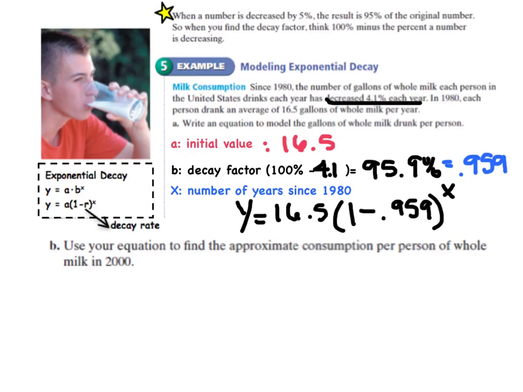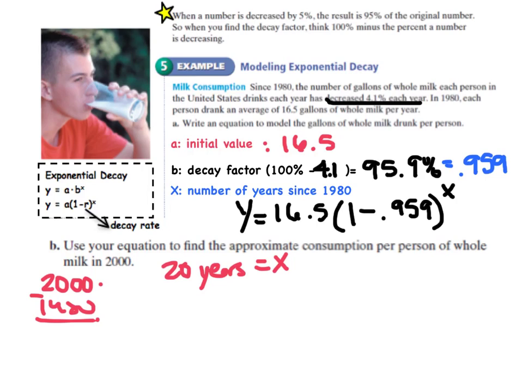Part B, though, use the equation that we just wrote to find the approximate consumption per person of whole milk in the year 2000. Now remember, X is the number of years since 1980. So year 2000 to 1980 is a difference of 20 years. So we're talking about 20 years difference, which is our X value. You think about it in that sense. So you get 20 years.